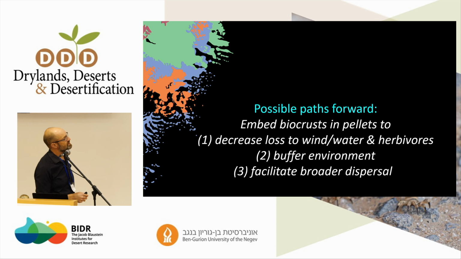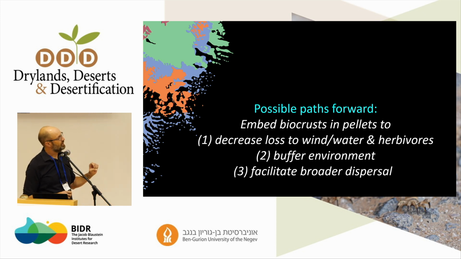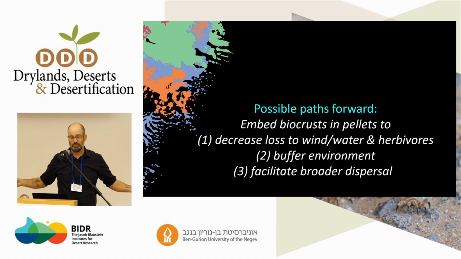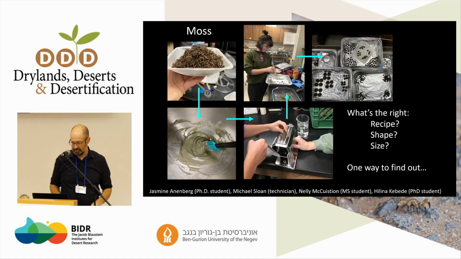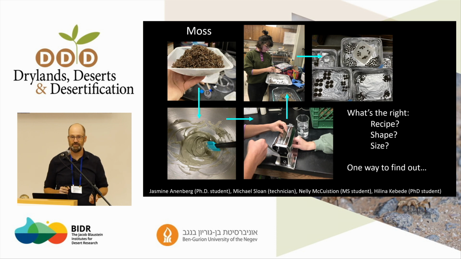Okay, the last one I want to talk about is pelletization. If you put biocrust into pellets, you might decrease loss to wind and water, you may buffer the environment, and this is a product you could broadly disperse instead of just using in small areas. Basically, what this is like is we're making pasta almost, but instead of putting basil or something in it, we're putting moss into a clay-based batter, rolling out some noodles, and then reshaping them for experiments.